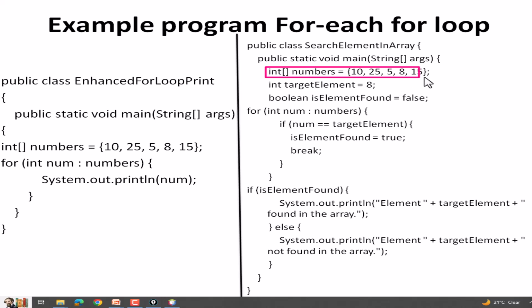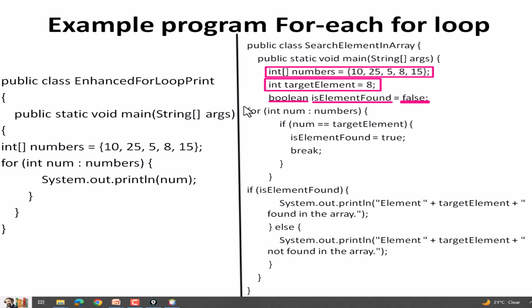Here the same values are declared: 10, 25, 5, 8 and 15. And here you have made one target element. The target element is 8. So you are going to search whether the target element 8 is found inside the array. Here you have used a boolean data type. The name of the variable is element found. By default you have assigned false. A boolean can be either true or false.